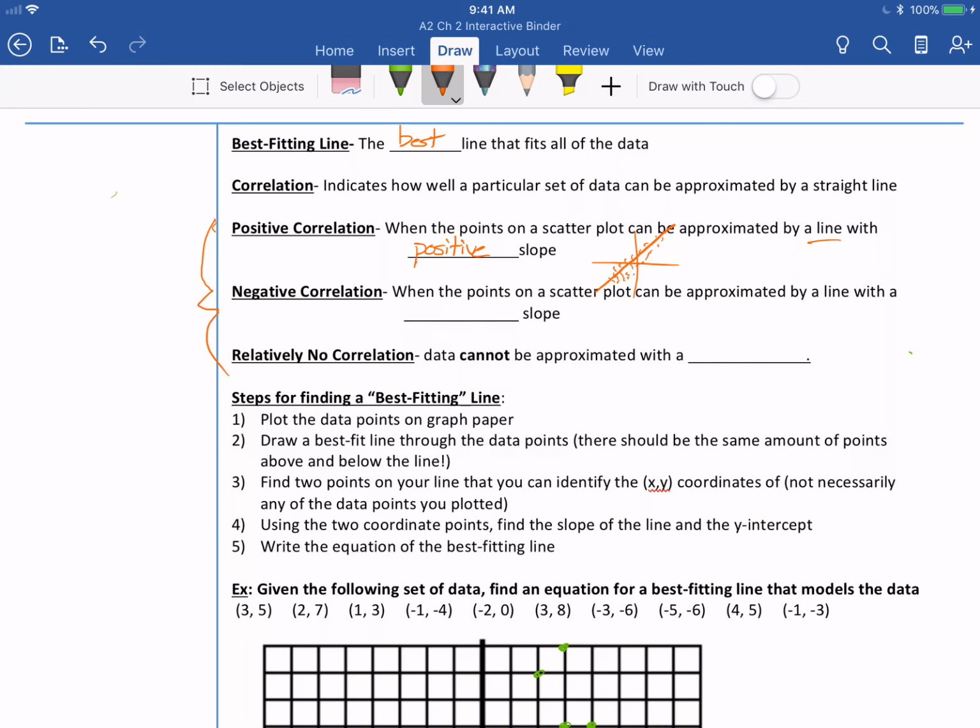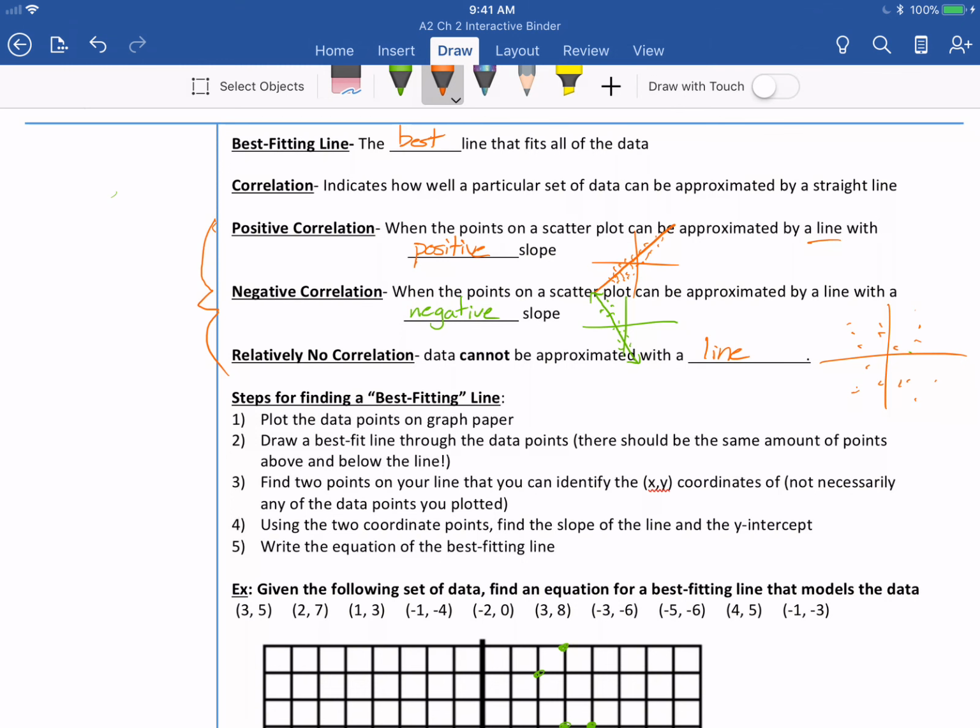Now for negative correlation, it's the same exact thing, but it's a line that has a negative slope. So this one has some points, let's say in here, and this has a negative slope. The last one, relatively no correlation, is when the data cannot be approximated with a straight line. That's if the data looks like it's all over the place. It's not in a straight line anywhere. There are points all over, so a line can't really approximate it.